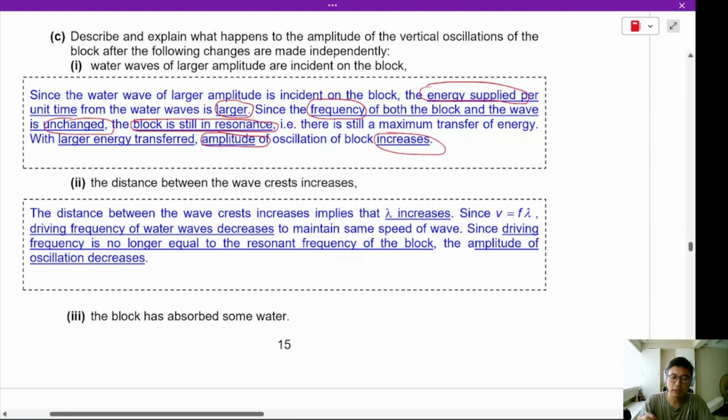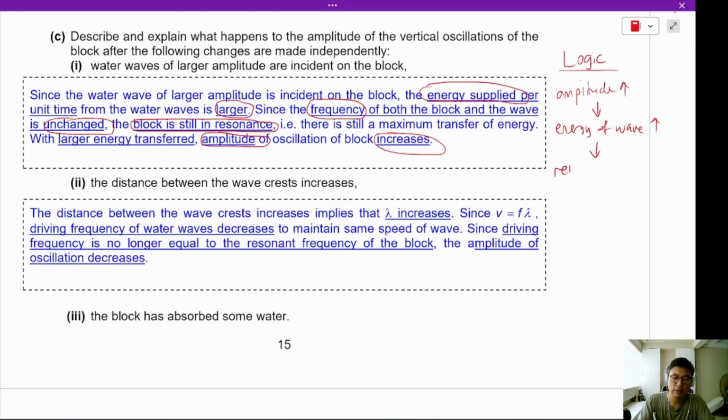So here's the logic behind the water having a larger amplitude. Amplitude increase means that the energy of the wave increases, but resonance still occurs, so therefore energy is transferred. Alright, so that means that the block amplitude also increases.